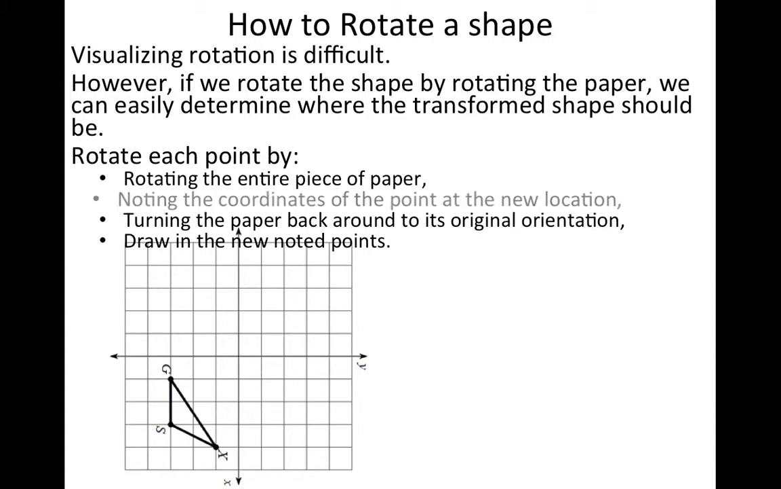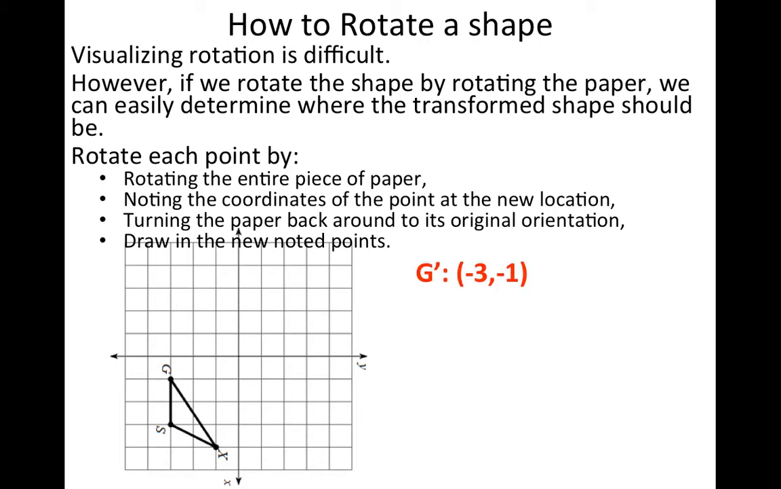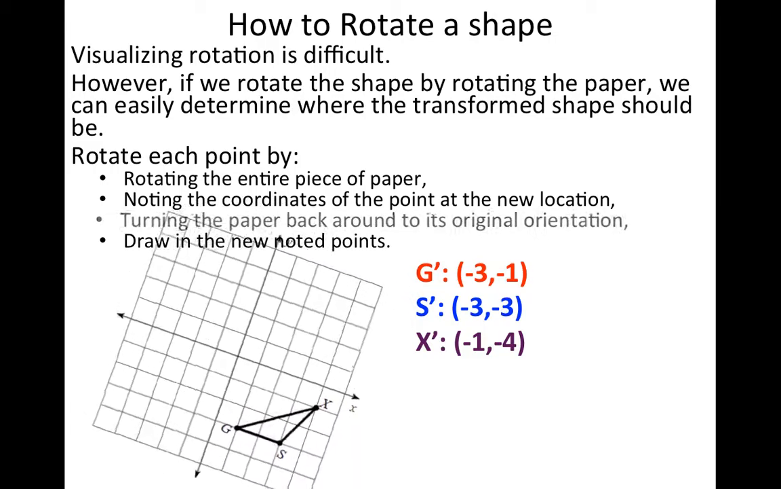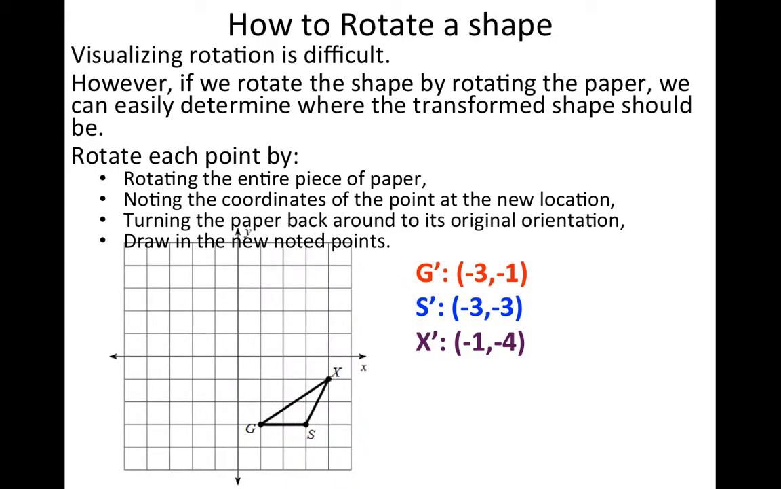I'm just going to now note the location of the new points. G is at -3, 1. S is at -3, -3. And X is at -1, -4. So I'm just going to write those down. Now that I have what those new points would be, I'm going to turn the paper back around to where it was. And now, finally, I'm just going to draw in those new points. So G goes here, S goes here, and X goes there, and there's my new triangle.